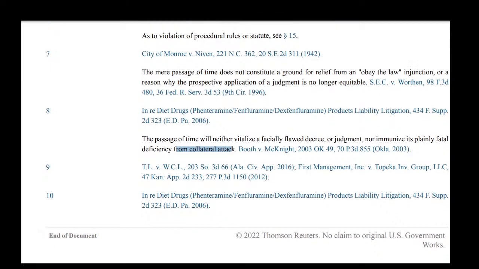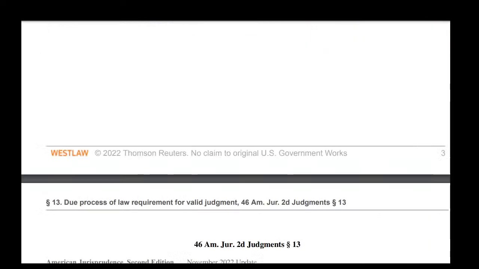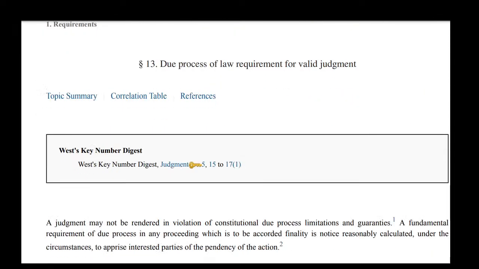I'm not going to read this one here. That's all right. Let's go along to section 13, due process of law requirement for valid judgment.